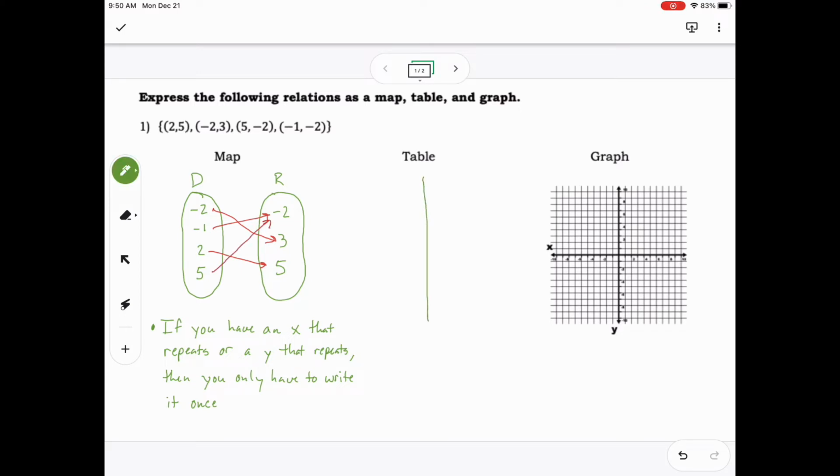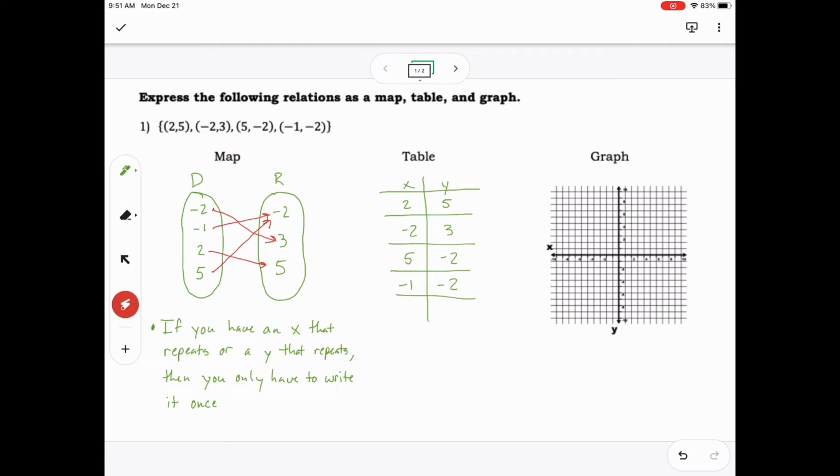Next, we need to draw a table. At the top, label the first column as x and the second as y. Next, draw lines for the rows that you will need and write your points in the rows. X is in the first column and their y's in the same row in the second column. So 2, 5, -2, 3, 5, -2, and finally -1, -2.